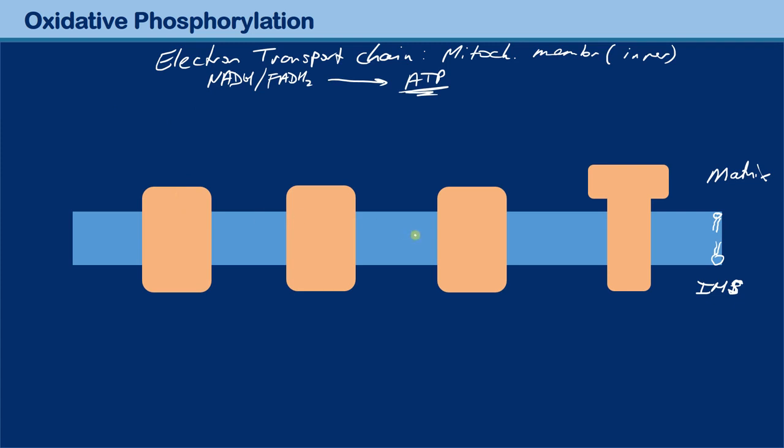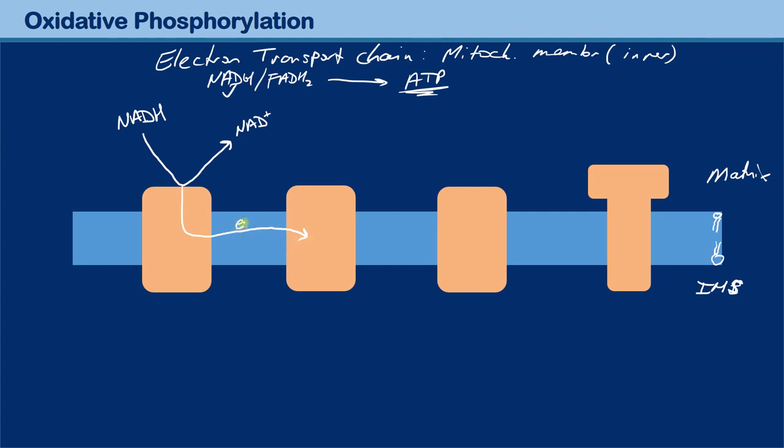So the first 3 orange proteins that you see over here are transmembrane proteins. They're electron carriers. So the NADH, we got it from the Krebs cycle, and it goes to the first electron carrier and gives off its electrons, and then it makes NAD+ again. It transfers the electrons, so this orange protein down here, the first electron carrier, becomes reduced. And now the electrons are passed on from electron carrier to electron carrier.